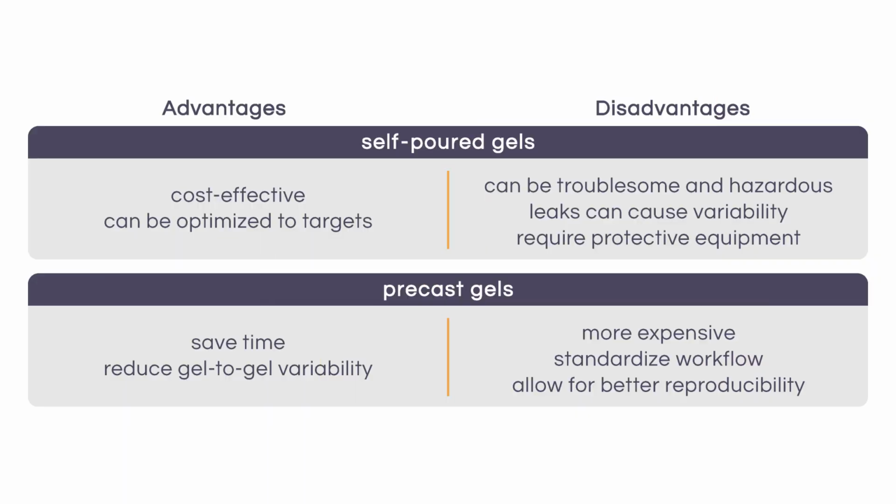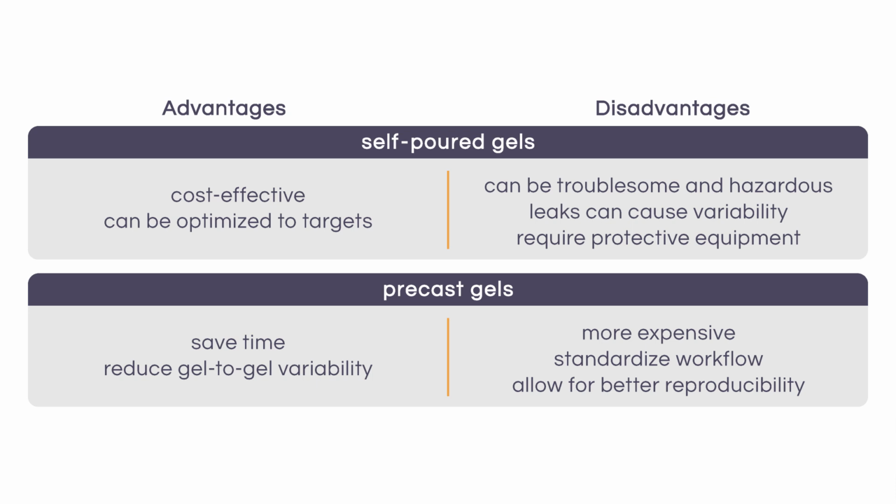Purchasing precast gels can be more expensive, but can save time and reduce gel-to-gel variability. Nowadays, there are many options where you can select gel chemistry and acrylamide concentration depending on your targets. Precast gels can also help standardize your workflow and allow for better reproducibility.